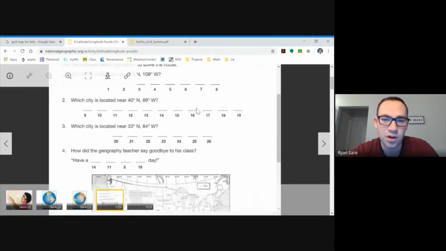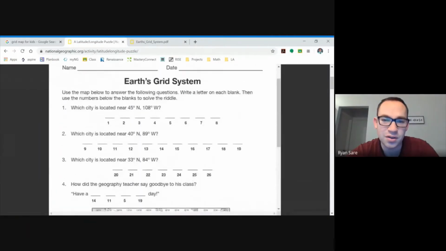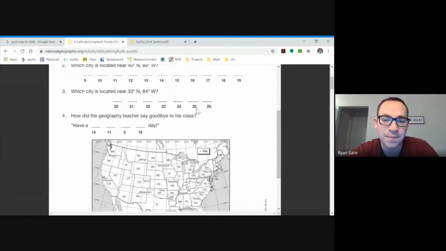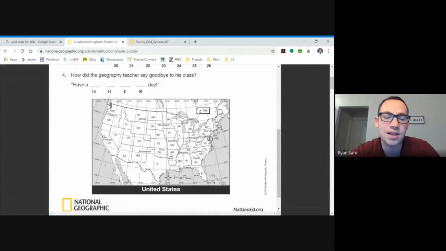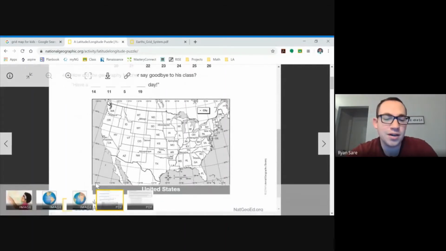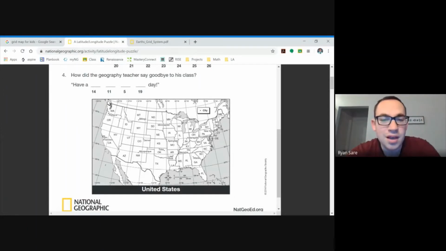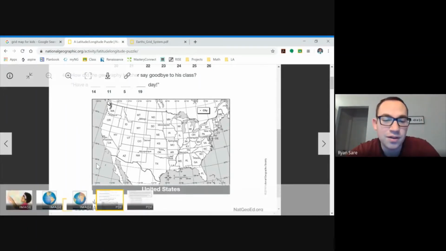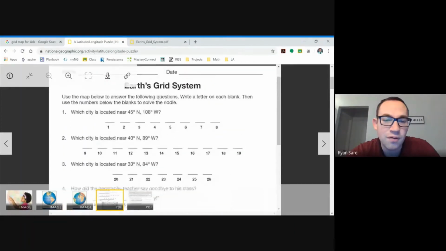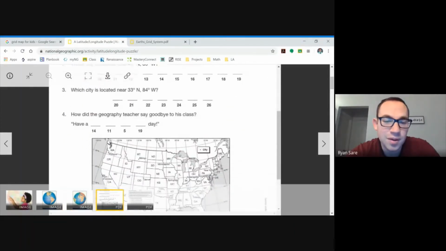45 degrees north, 108 degrees west. So these degrees go north and south. And so I'm looking at here and I can see these lines. They're a little bit curved on this one because of the accuracy and the angle that they're showing us. Here's 25, 30, 35, 40, 45, and we're looking for 45. So we know it's going to be along this line that curves.